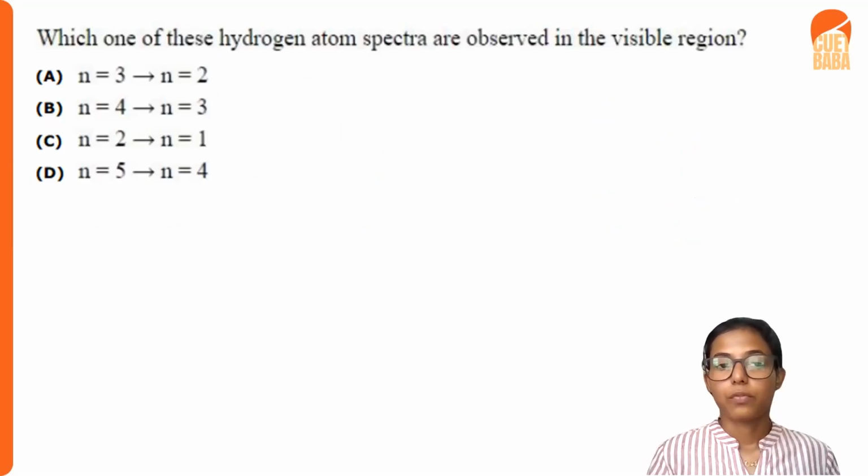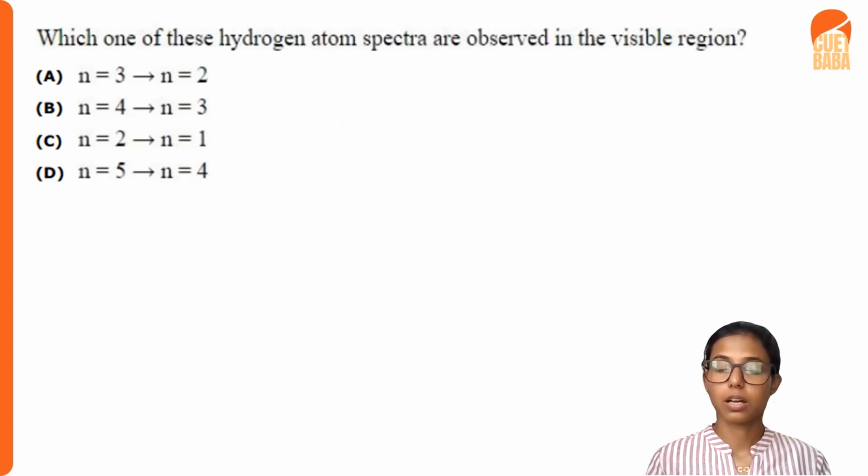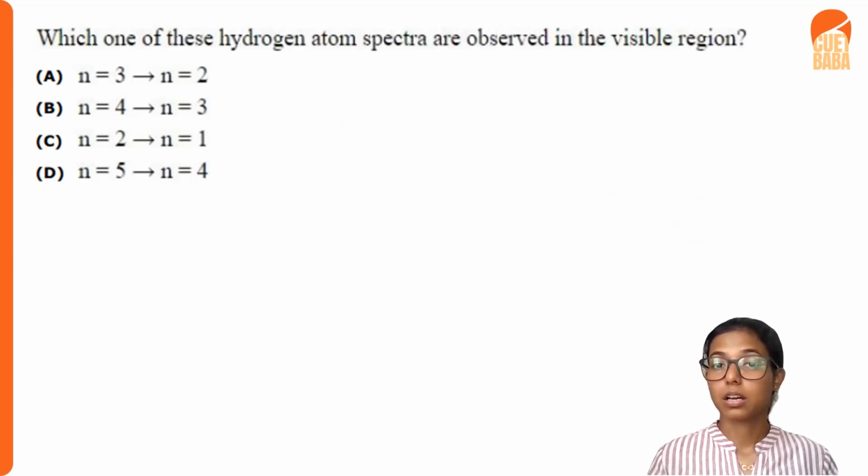Next question. Which one of these hydrogen atom spectra is observed in the visible region? The spectra of the hydrogen atom is observed in the UV region, visible region, and also in the infrared region. The high energy radiation will be observed in UV, next visible, and next infrared.